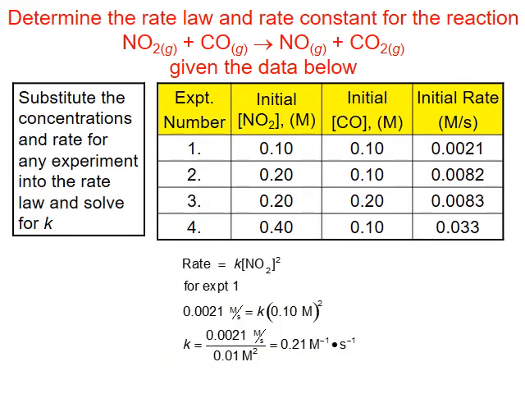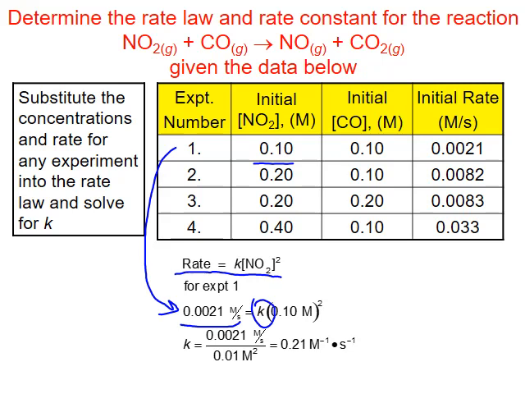And last but not least, we calculate the rate constant K by substituting the concentrations and rate from any one of the trials into the rate law. So here we're going to use the data from experiment one and substitute it into our simplified rate law. So this is the initial rate, 0.0021 moles per liter per second. It's equal to K times our concentration of nitrogen dioxide, 0.10 moles per liter raised to the second power. If we solve for K, we end up with 0.0021 divided by 0.01 moles per liter squared.